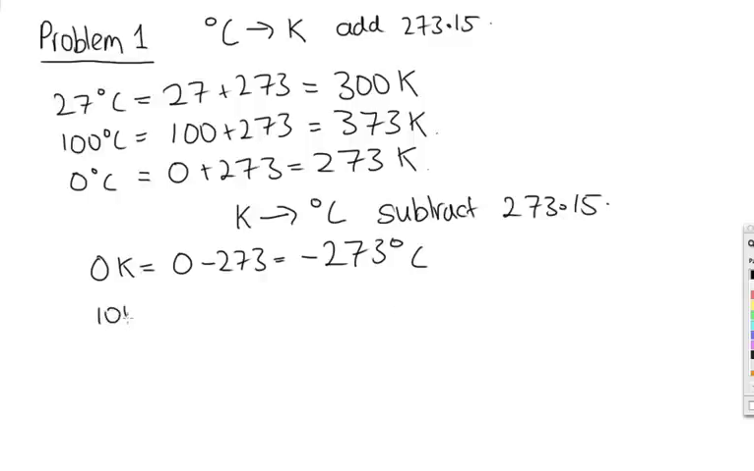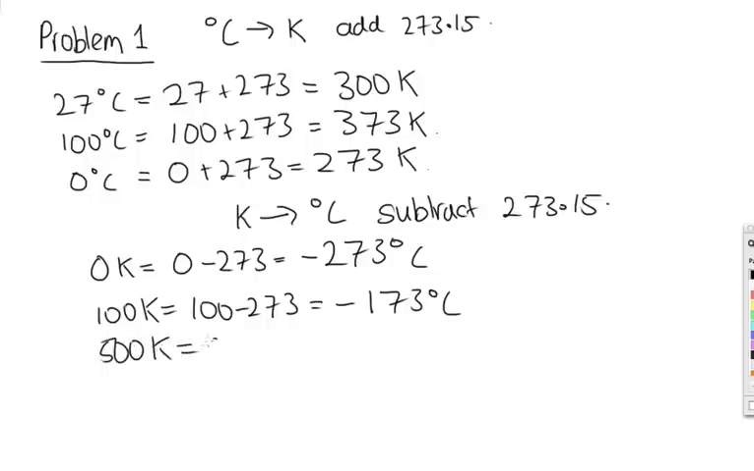Next, we've got 100 kelvins, which is equal to 100 minus 273, which gives us minus 173 degrees Celsius. And finally, we've got 500 kelvins, which is equal to 500 minus 273, which gives us 227 degrees Celsius.